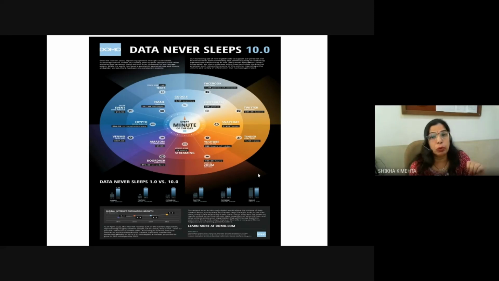60,000 photos are being uploaded on Instagram. 1.7 million pieces of content are being generated on Facebook, and 500 hours of video are being uploaded on YouTube every minute. If this much data is being generated within a minute, you can understand the amount of data being generated in 24/7. Since we say velocity, the speed with which the data is growing is very fast.